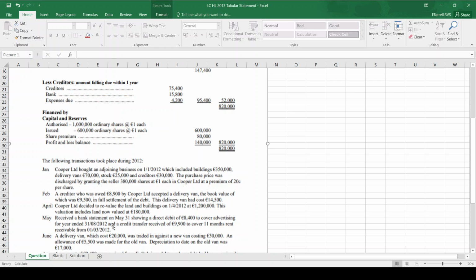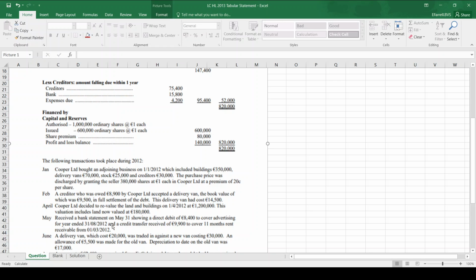Now, we're doing the tabular statement at the end of December 2012. So if we only paid advertising up to the 31st of the 8th, 2012, that means that there will be 4 months still due at the end of 2012. We haven't paid any of next year's. We still owe 4 months of this year. So that is going to be advertising due, so it'll go in expenses due, not expenses prepaid.